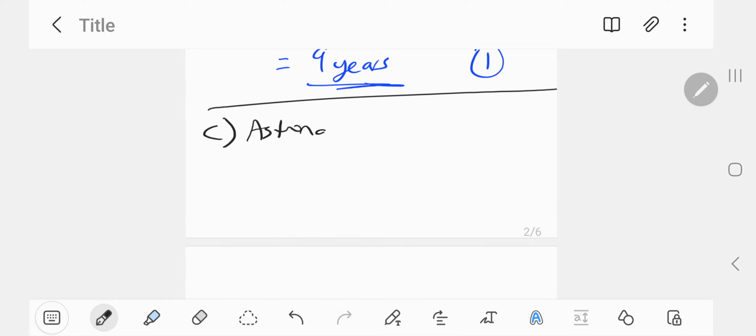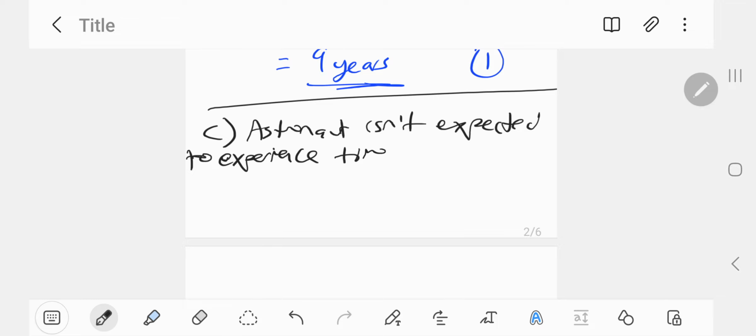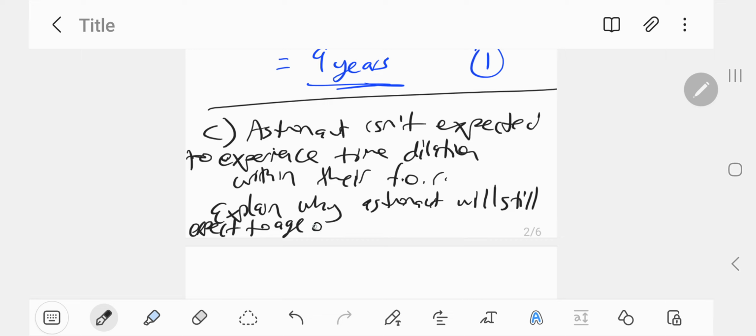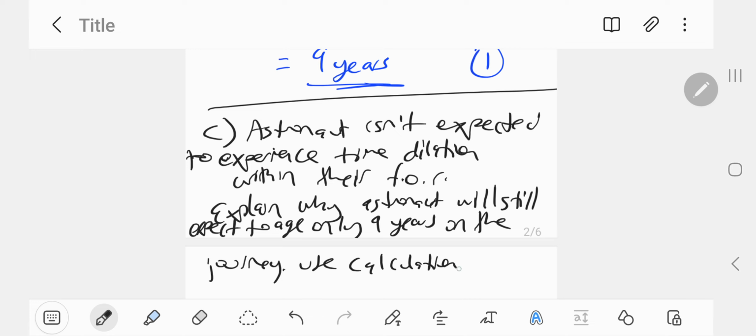The astronaut isn't expected to experience time dilation within their frame of reference. Explain why the astronaut will still expect to age only 9 years on the journey. Use calculations to support your answer. This is a 3 marker here.